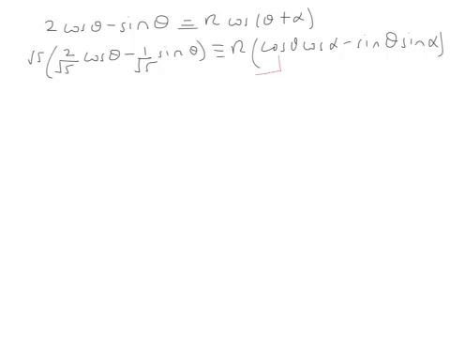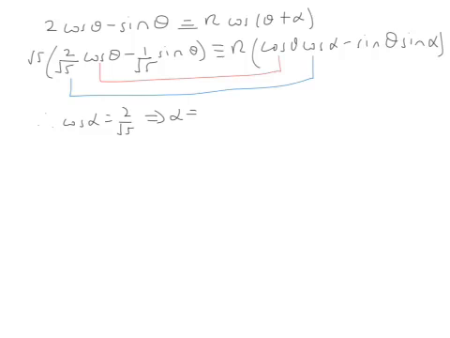Simple bit of comparison. There's your cos thetas. So cos alpha must be 2 over root 5. So from that we get that alpha is 26.57 degrees, because we need that to 2 decimal places. We haven't explicitly said it yet that r is root 5.